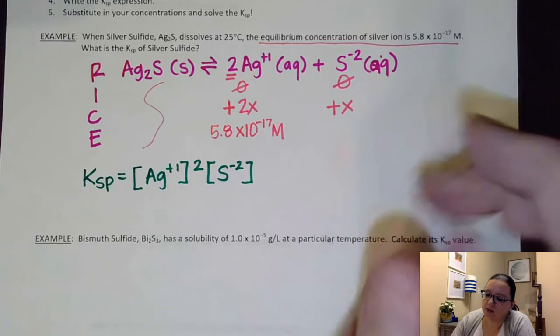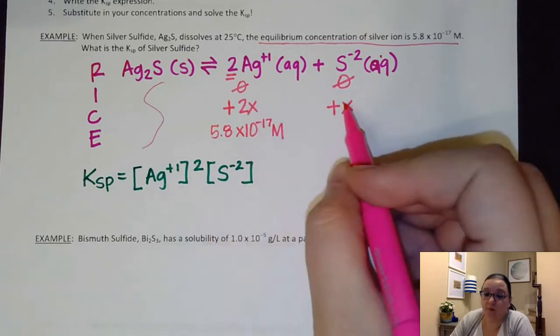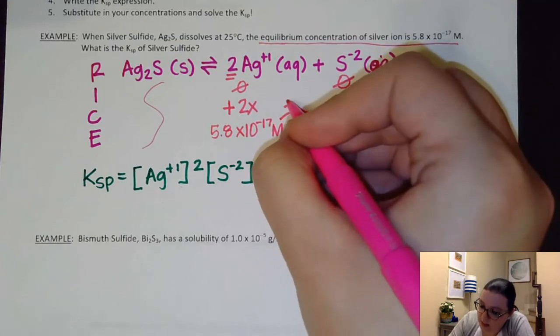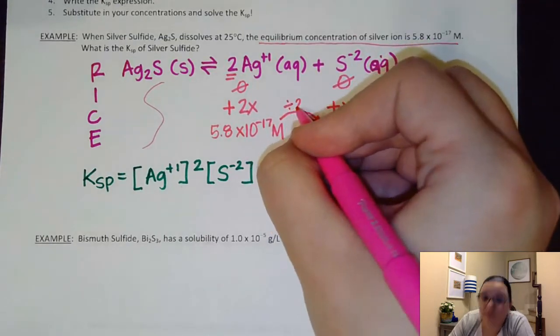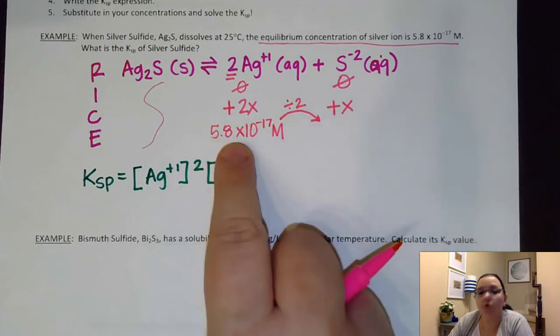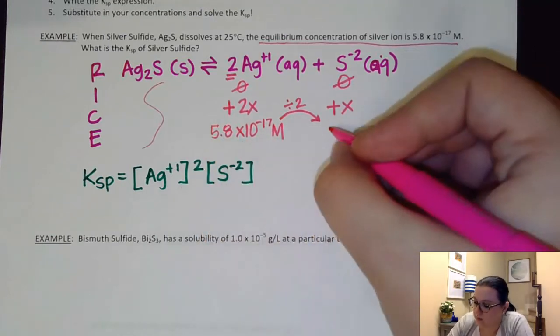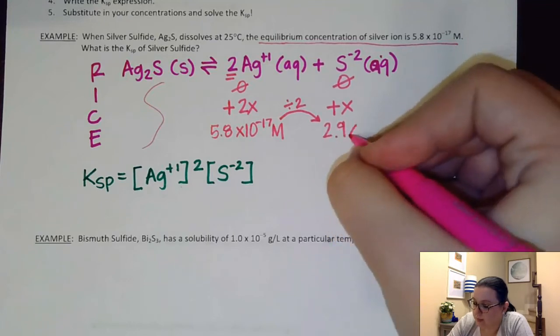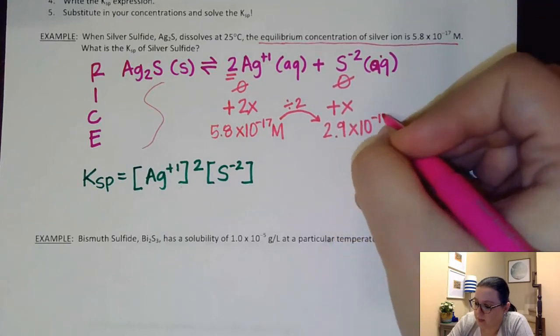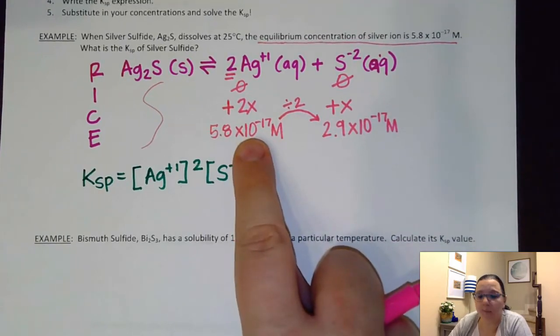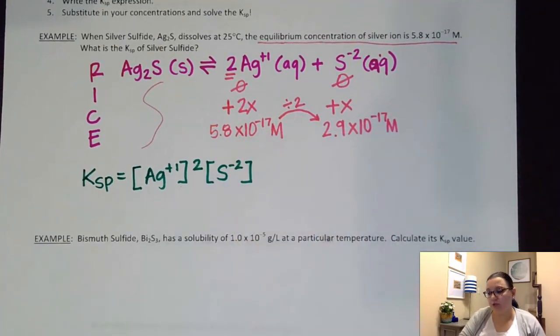So again, if this went up double and this only went up half of it, in order to get what number goes here, I would need to take that 5.8 times 10 to the -17th and divide it by 2. There's a 2-to-1 ratio between those ions at the end. So this guy at the end would have been 2.9 times 10 to the -17th molarity, or half of this 5.8 number over here.